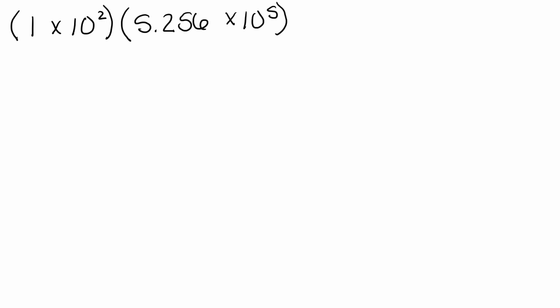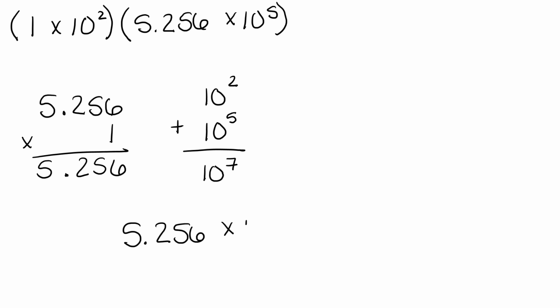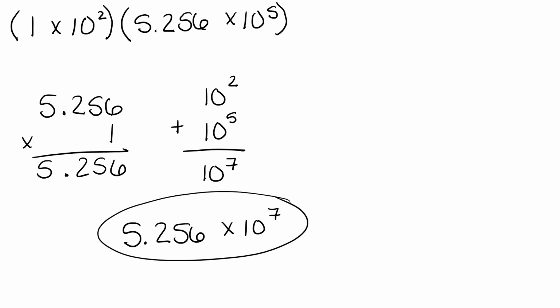For our last problem, we have 1 times 10 to the 2nd, and we're going to multiply it by 5.2256 times 10 to the 5th. So we're going to start by multiplying our numbers. 6 times 1 is 6, 5 times 1 is 5, 2 times 1 is 2. Keep that decimal point. 5 times 1 is 5. When it comes to our exponents, if we are multiplying, we would add the exponents together. 10 to the 2nd and 10 to the 5th add together to give us 10 to the 7th. And so our answer, 5.256 times 10 to the 7th power, is our final answer.